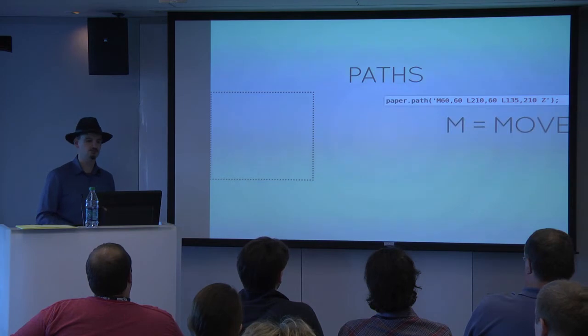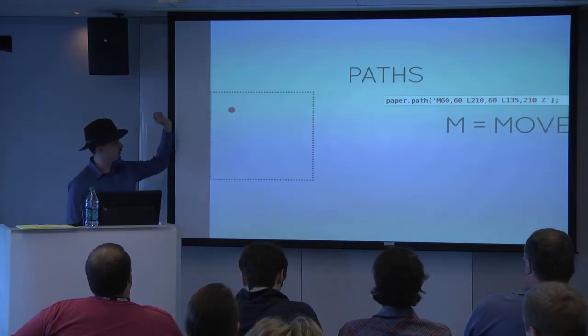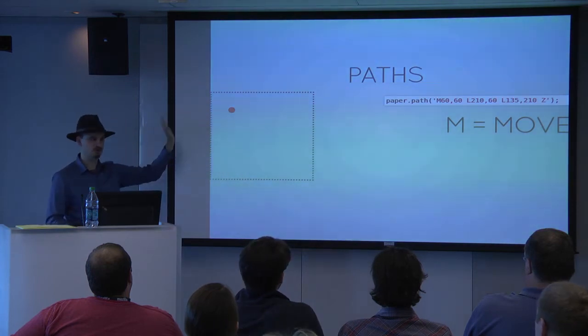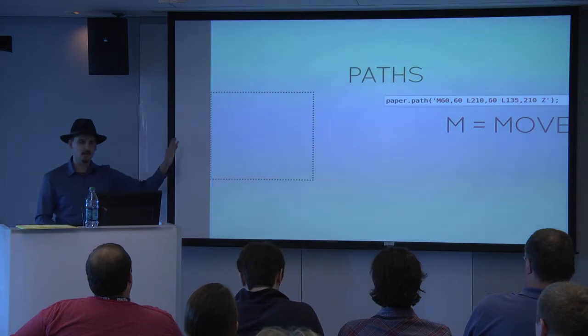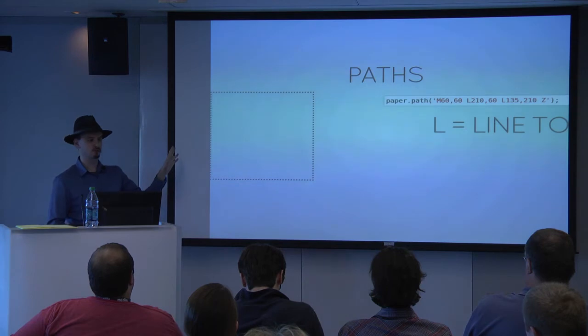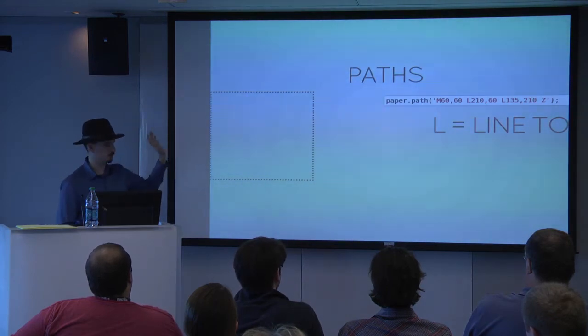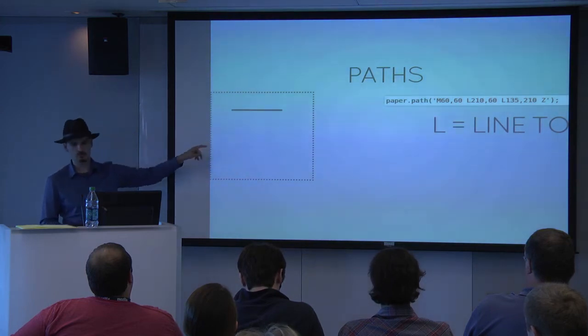So I'm going to start off with M, which means move. That's going to put my imaginary paintbrush, picking it up from off screen and putting it right here. Now, it's not going to draw anything at that point, it's just hovering there. It's move to 60 by 60. Now I'm going to go into the next command, which is line to. It's going to take my paintbrush from its current location and draw a line to the new coordinates at 210 by 60, and then stop there. And that's where the paintbrush rests again.